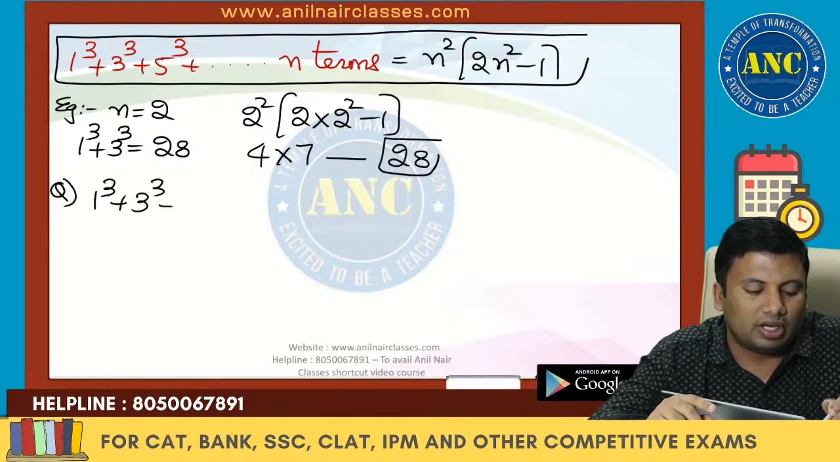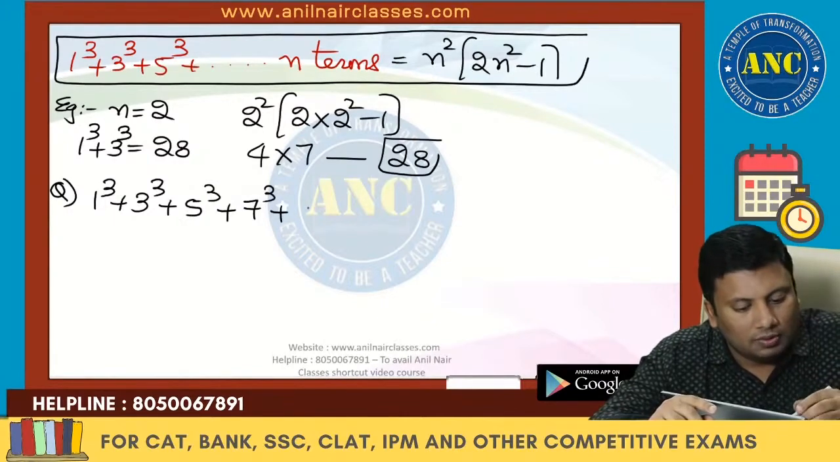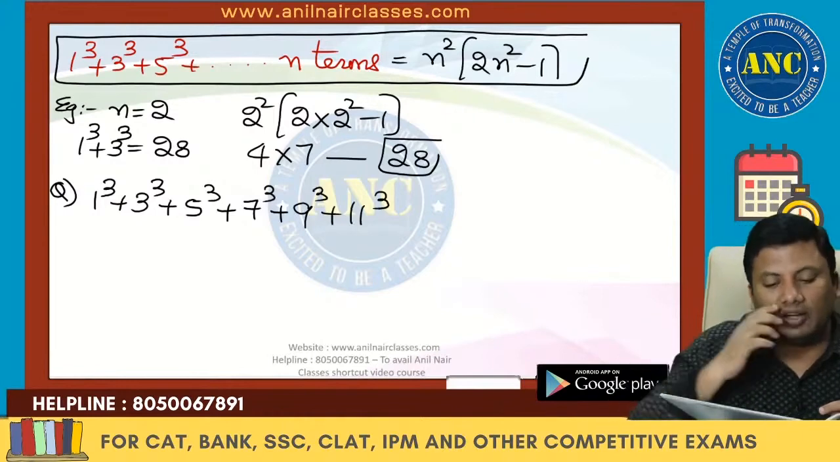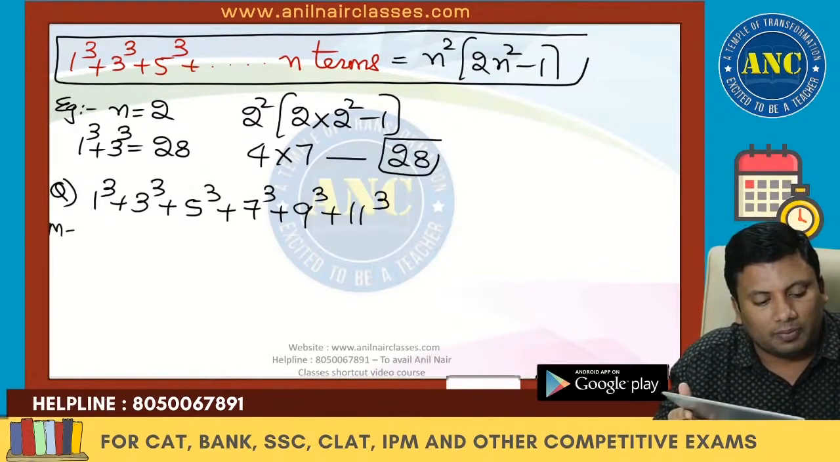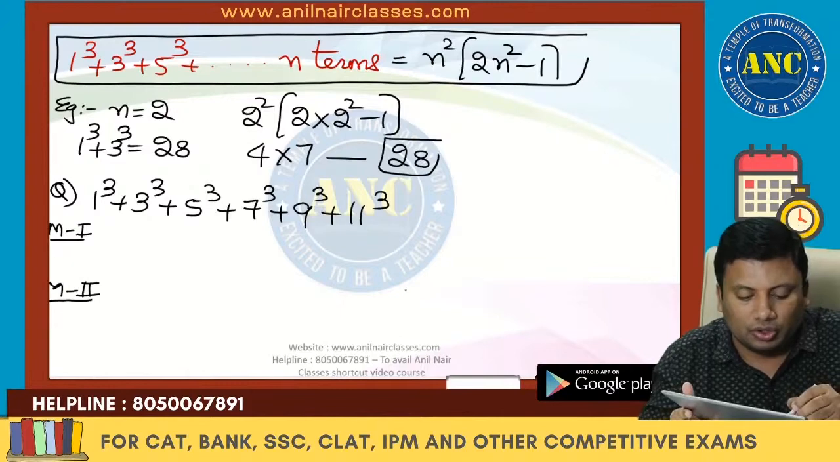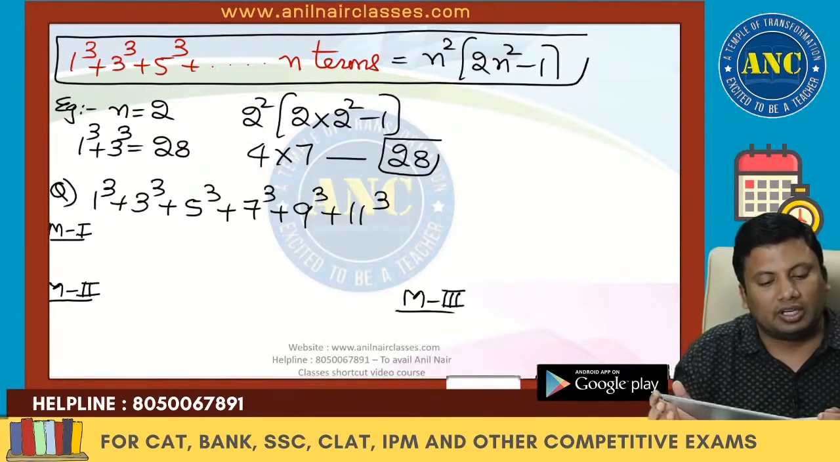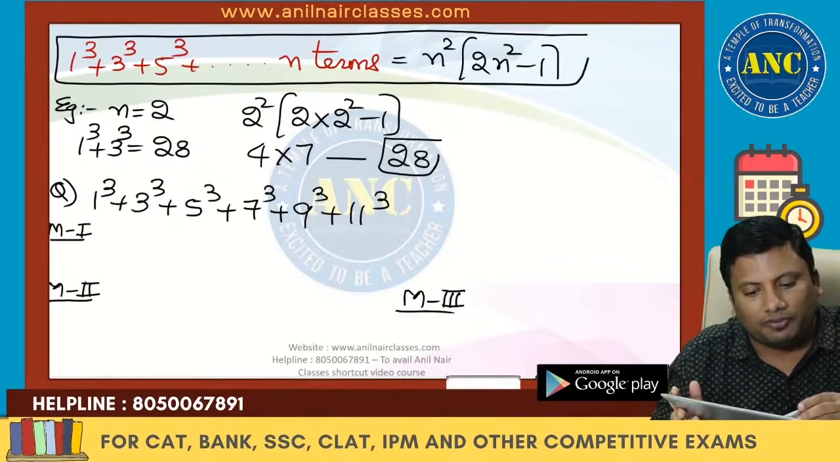1 cube plus 3 cube plus 5 cube plus 7 cube plus 9 cube plus 11 cube. Now see here. In fact, 3 methods you can solve this question. Method 1, method 2 and method 3. Method 1, formulae method. 1, 2, 3, 4, 5, 6.